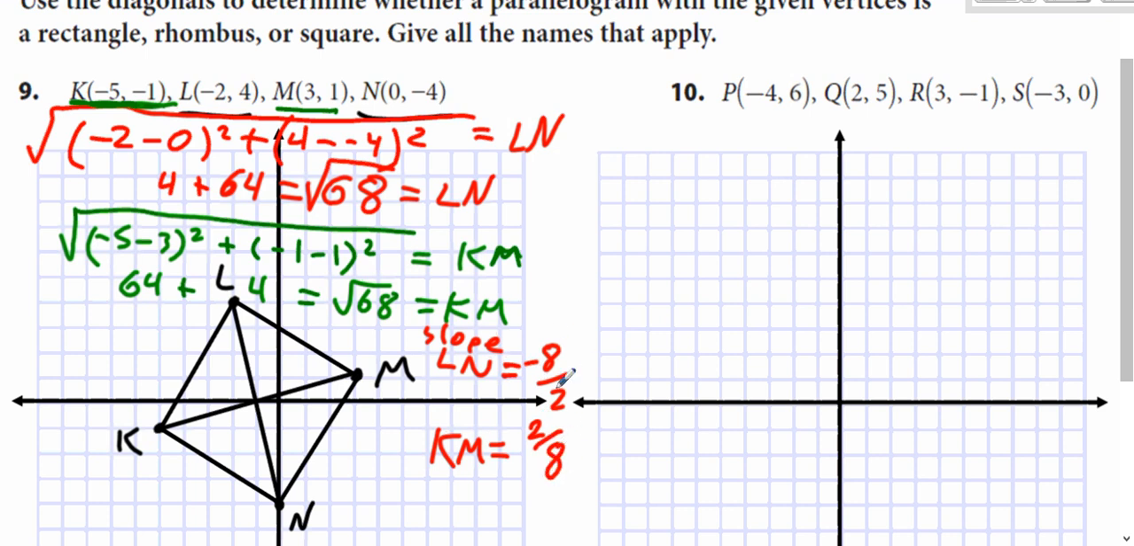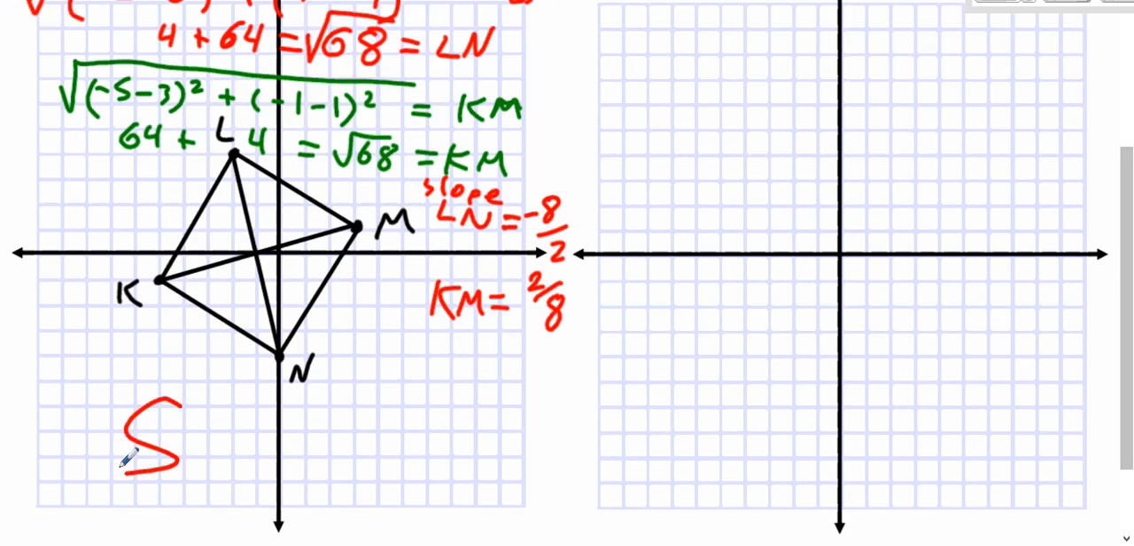So the slopes are opposite reciprocals, which means the diagonals are perpendicular. If the diagonals are perpendicular, that means rhombus. We already said it's a rectangle. You put that together, that means that shape is definitely a square.